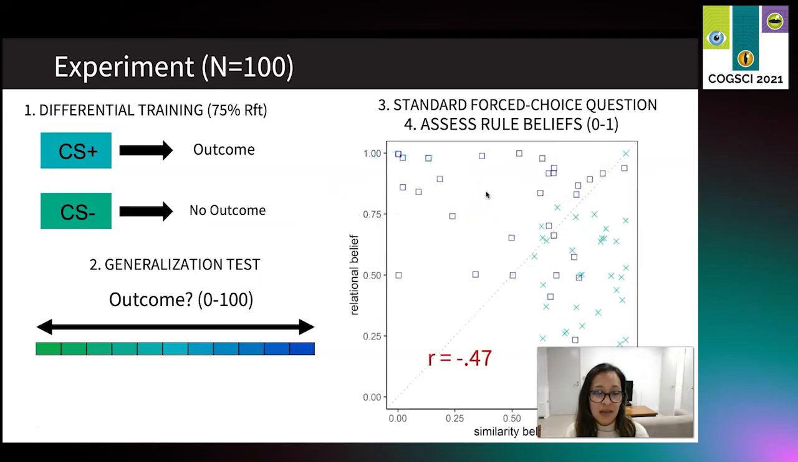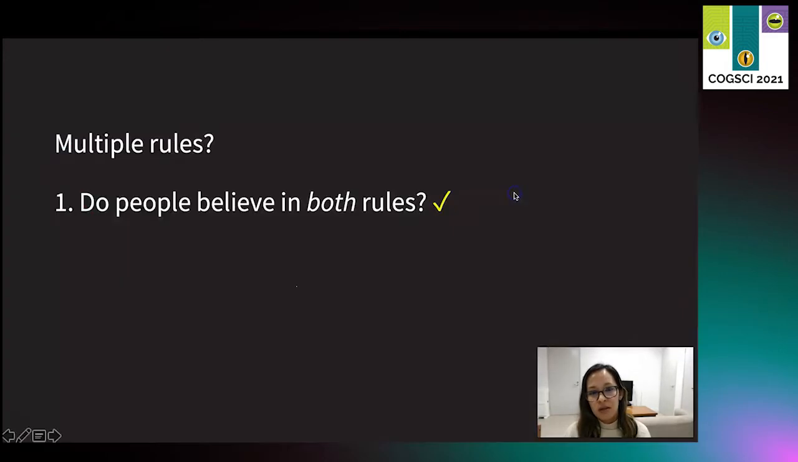Okay, so these are the data from the rule beliefs question. We did get a negative correlation between the beliefs, so participants tended to have higher belief in one rule than the other. However, you can also see here that participants actually do have a moderate to high amount of belief in both rules. So we now have evidence that participants believe in both rules after differential training.